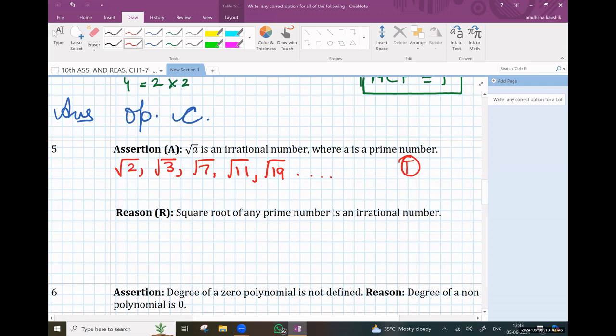Now reason says square root of any prime number is an irrational number. So square root of any prime number, we have taken the example above. Same way we can take here square root of any prime number. You can check for other numbers. So that is an irrational number. Yes, this is true. And so our answer will be assertion is true and reason is also true. So reason is the correct explanation of A. So our answer is option A.